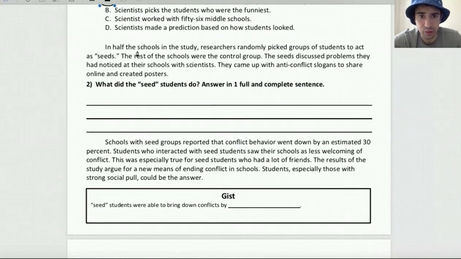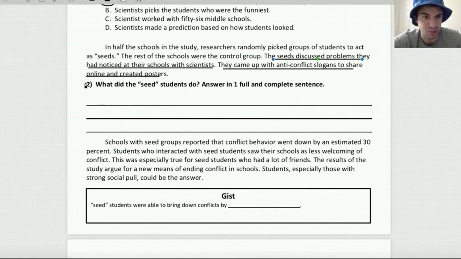In half the schools in the study, researchers randomly picked groups of students to act as seeds. The rest of the school were the control group. The seeds discussed problems they had noticed at their school with scientists. They came up with anti-conflict slogans to share online and created posters. So they picked these students, and these seed students, we're still talking about students, came up with slogans and created posters online after they discussed the problems and the bullying that had happened at their school. I'm going to type that in here as what did the seed students do?